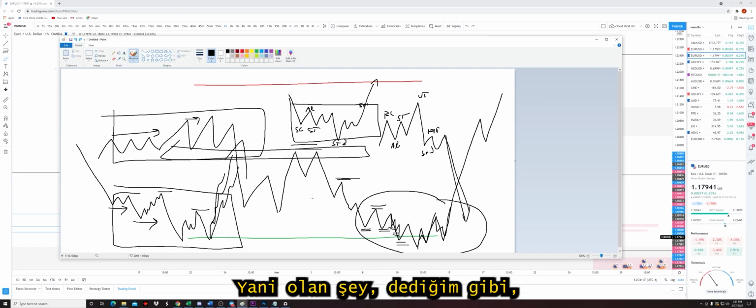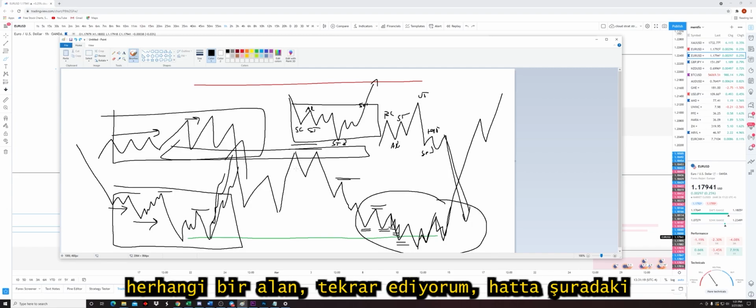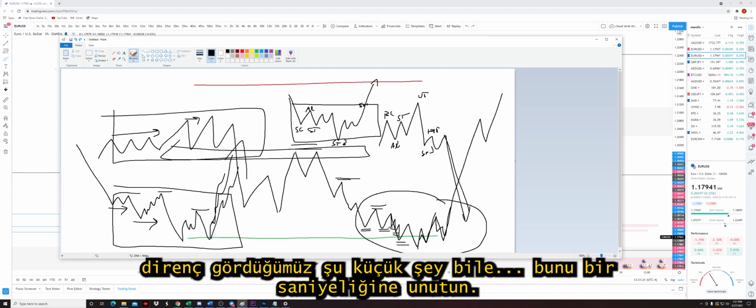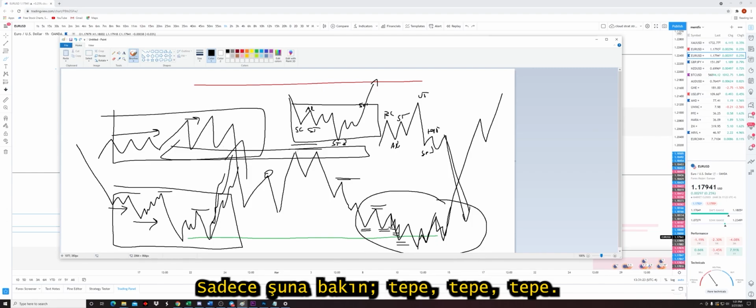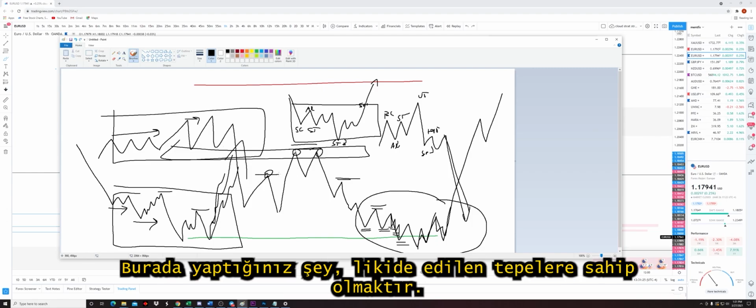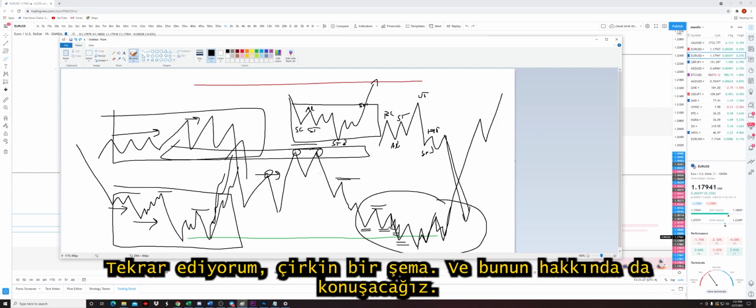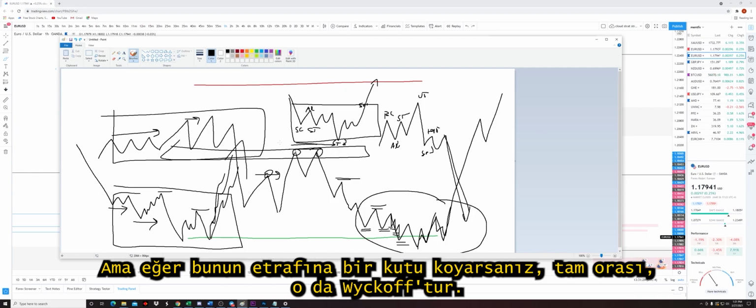So what's happening is, like I said, any area, again, even this little thing right here where we saw the resistance, forget about that for a second. Just look at this peak. What you're doing here is you have highs that are liquidated. Again, it's an ugly schematic, and we'll talk about that too. But if you put a box around this right there, that is Wyckoff as well.